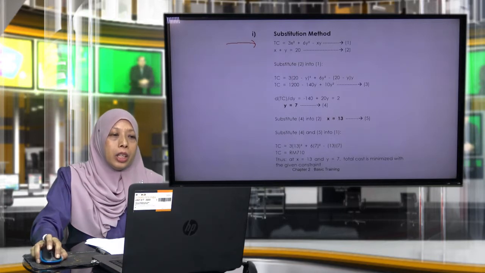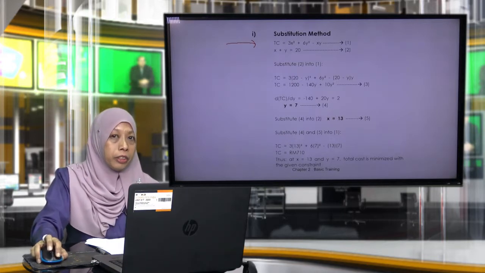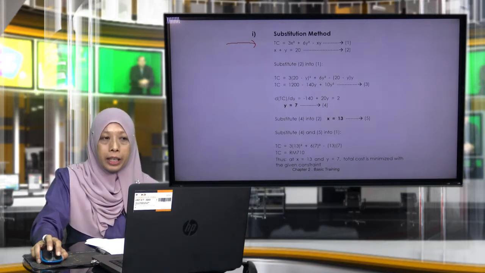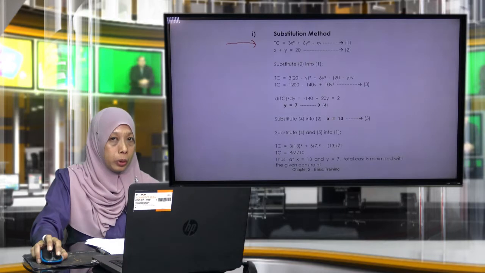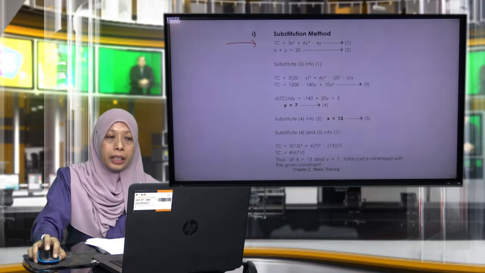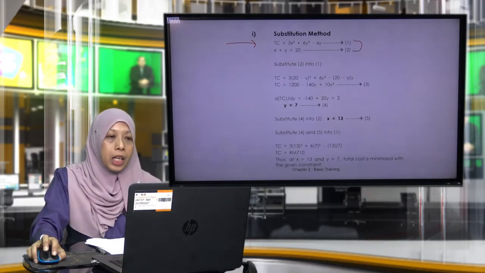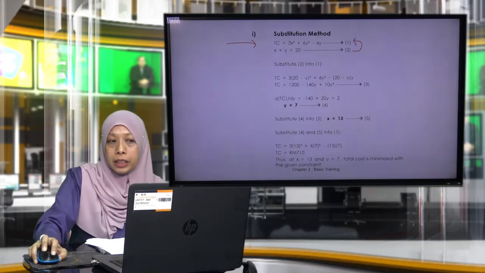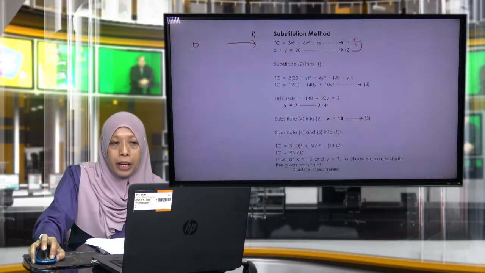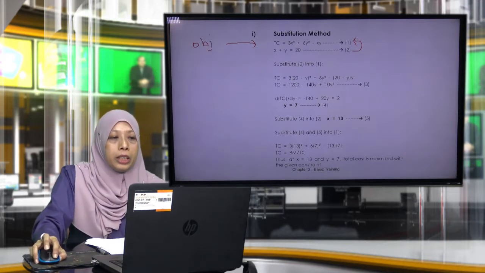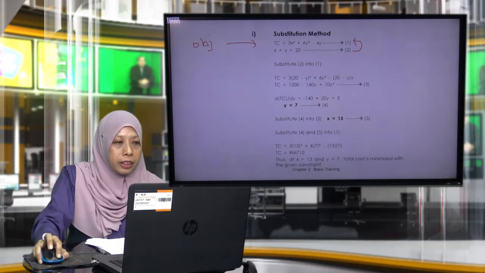You are also faced with a constraint. The constraint is that the total number of products x and y that can be produced is equal to 20. So x plus y equals 20 is what we call the constraint function. When you use the substitution method, you need to find ways to incorporate your constraint into this objective function. So this is your objective function.